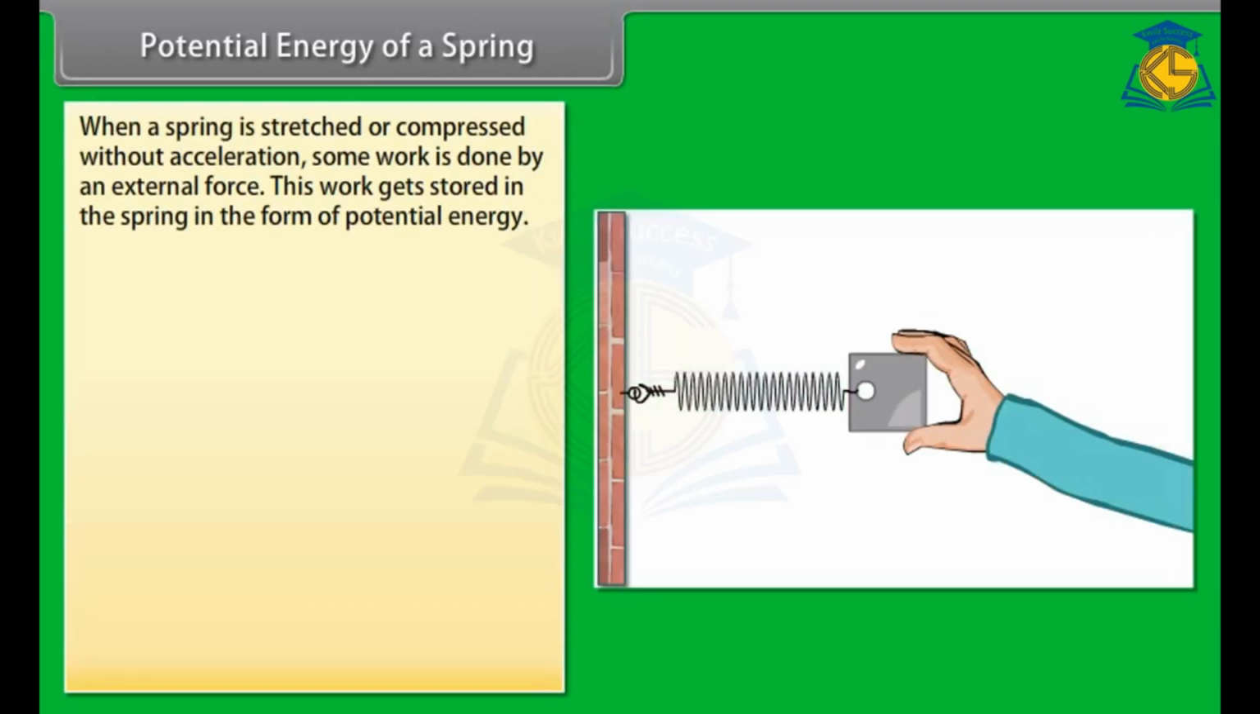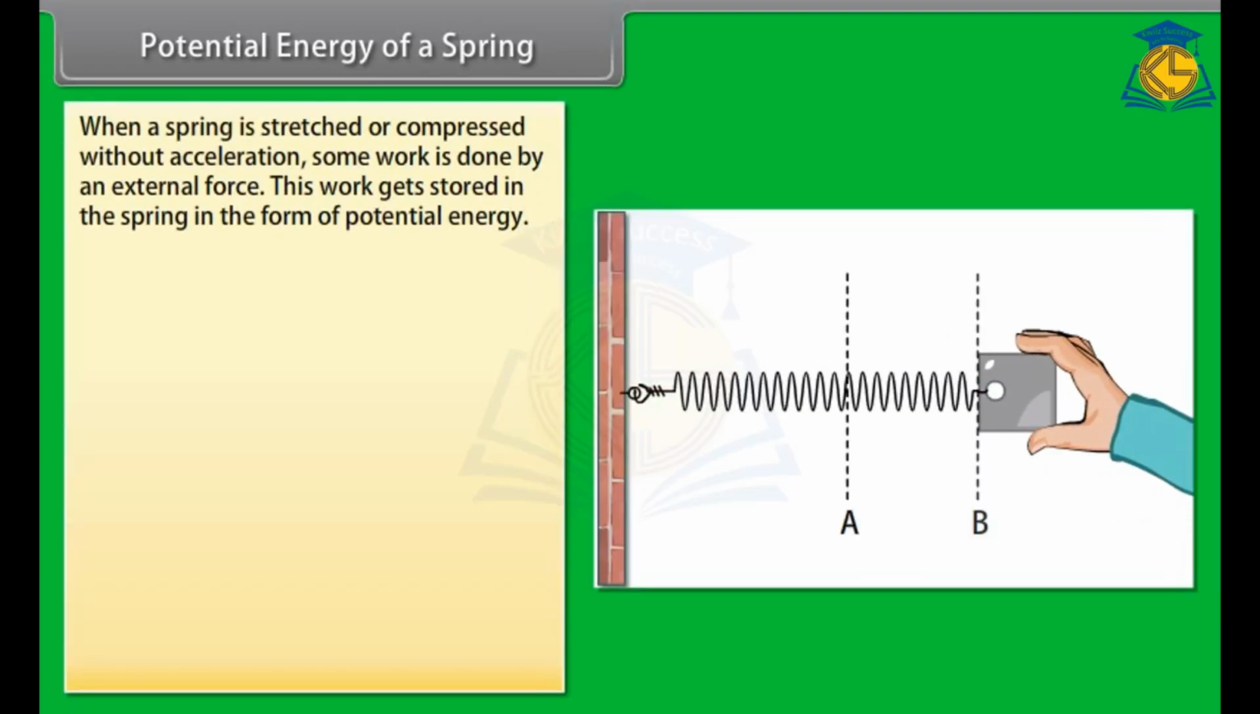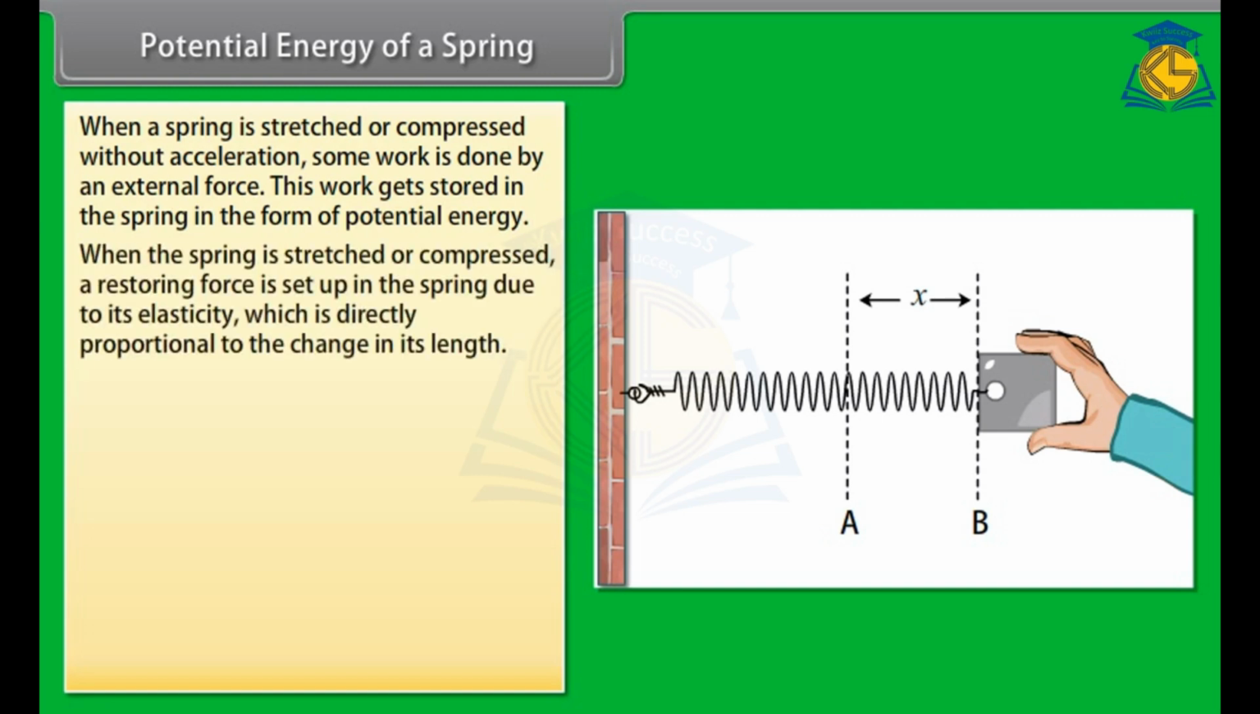Potential energy of a spring. When a spring is stretched or compressed without acceleration, some work is done by an external force. This work gets stored in the spring in the form of potential energy. When the spring is stretched or compressed, a restoring force is set up in the spring due to its elasticity, which is directly proportional to the change in its length.